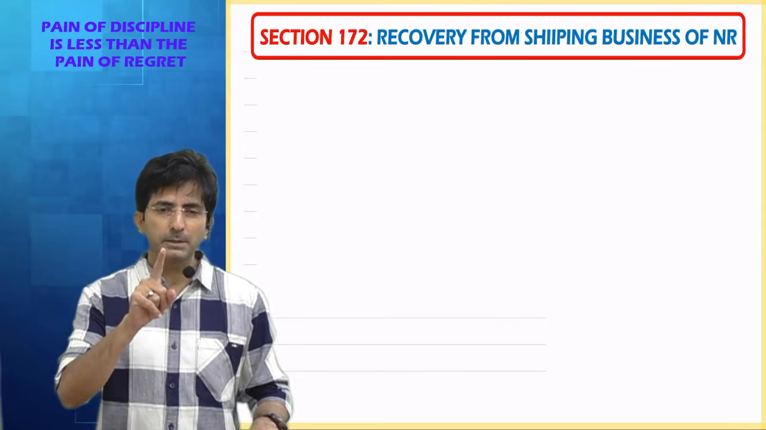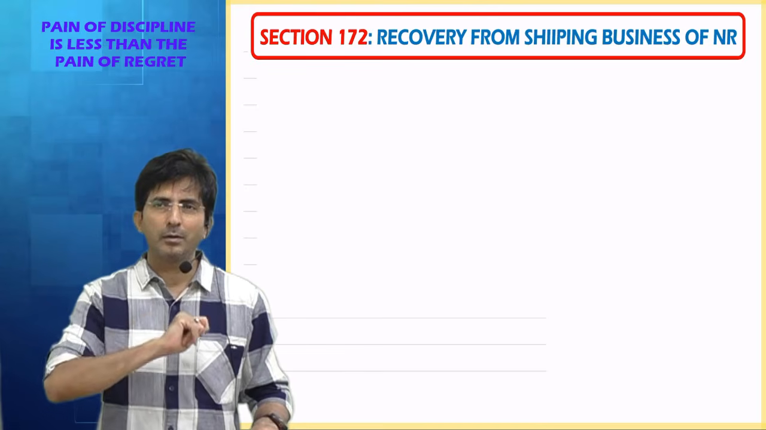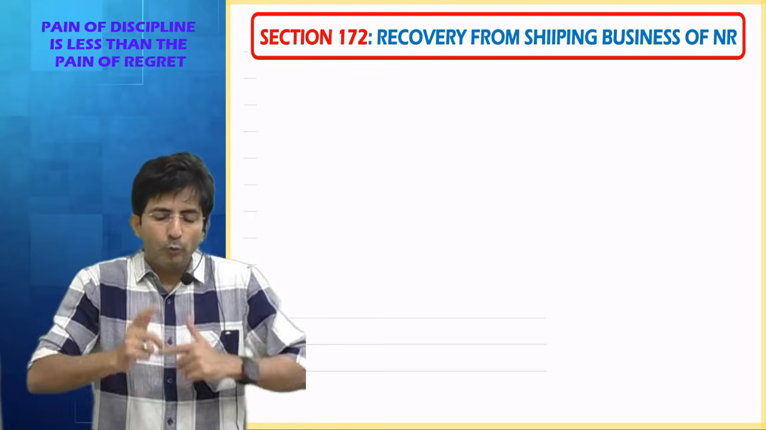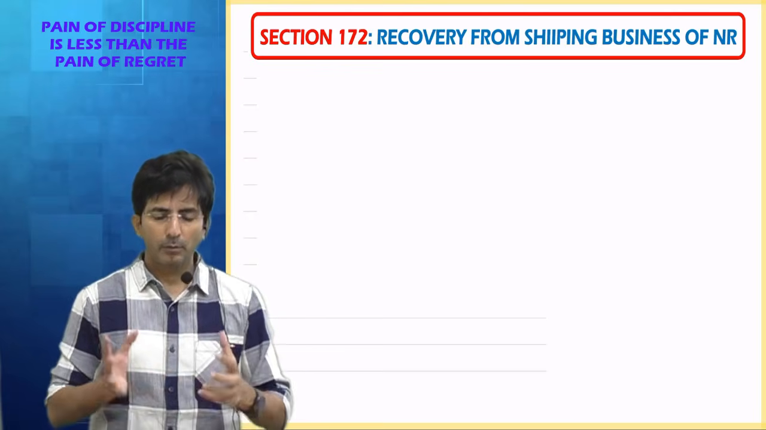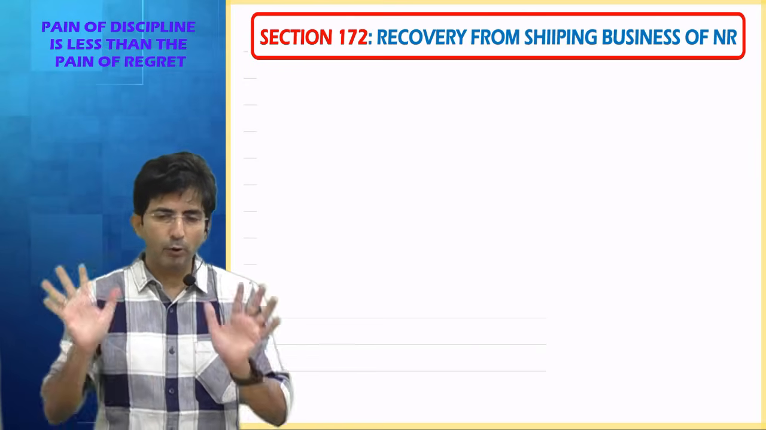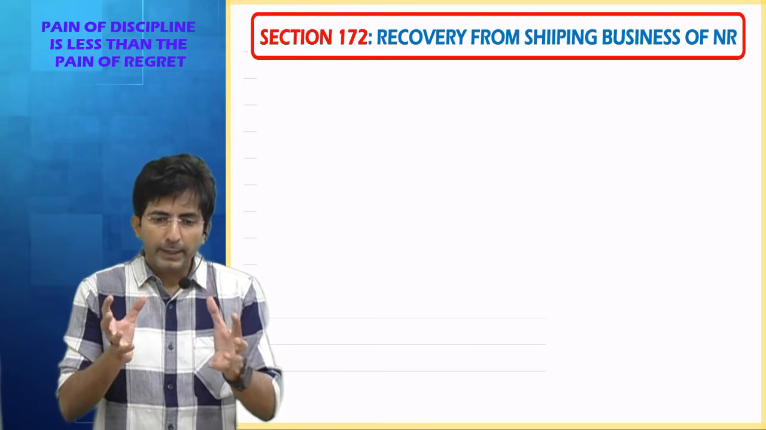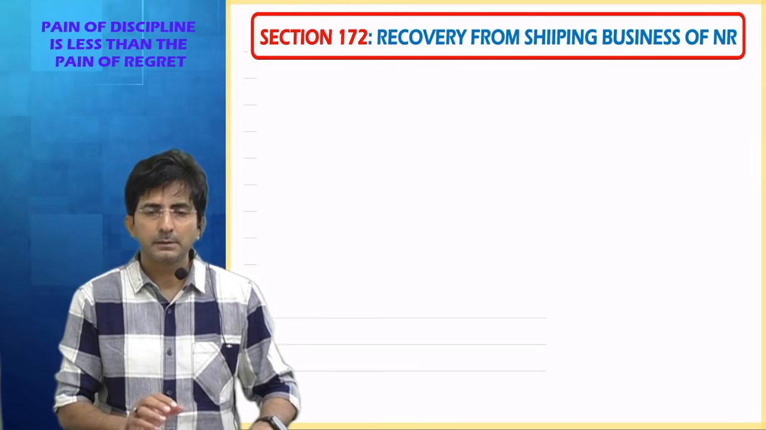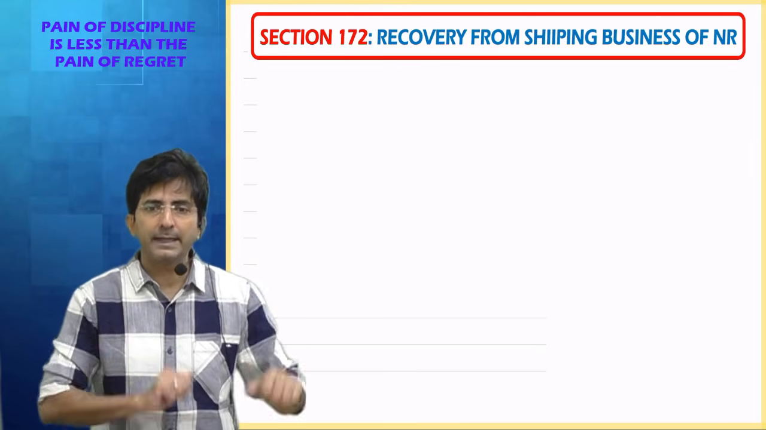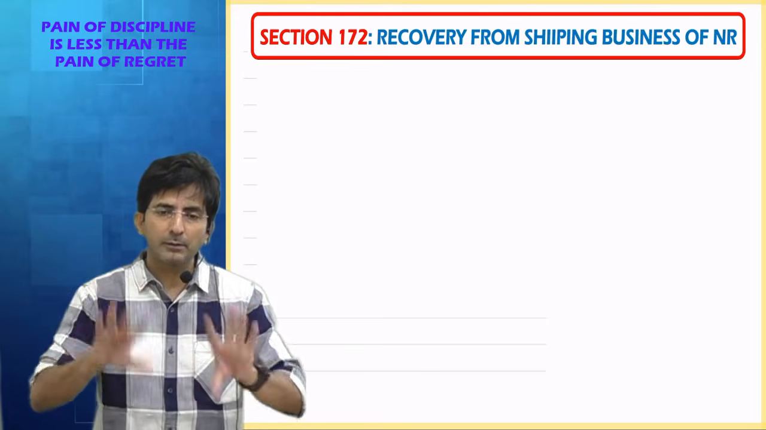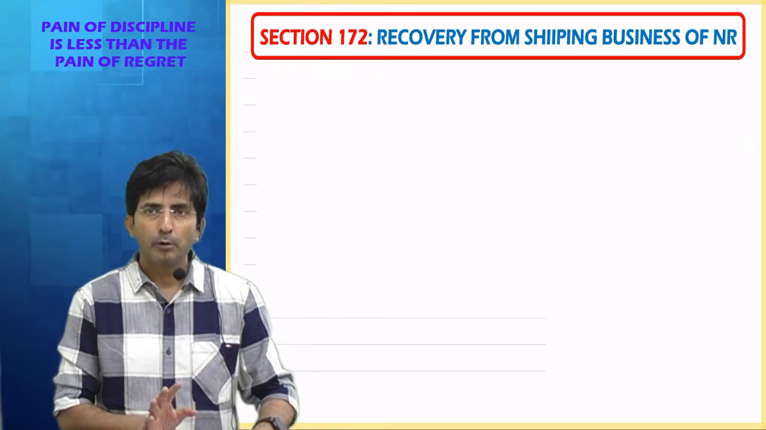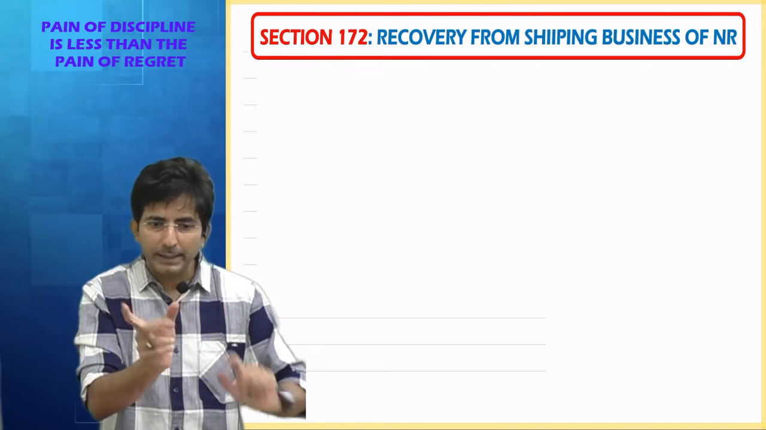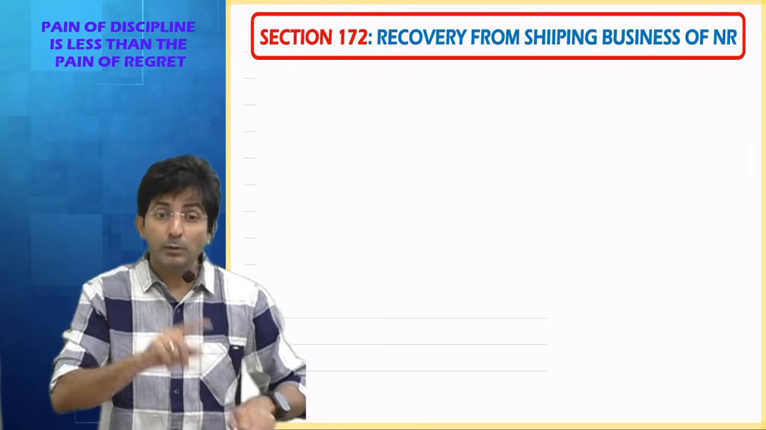For shipping business, I have already given one piece of knowledge. What? That if a non-resident has shipping business in India, how do we compute his income? Gross receipts 7.5%. And what do you mean by gross receipts? Bookings in India, receipt outside, plus booking outside, received inside, plus booking inside, received outside, that also. What you ignore? Bookings outside, received also outside. And this way you calculate the gross receipt and you take 7.5%. That was under which section?